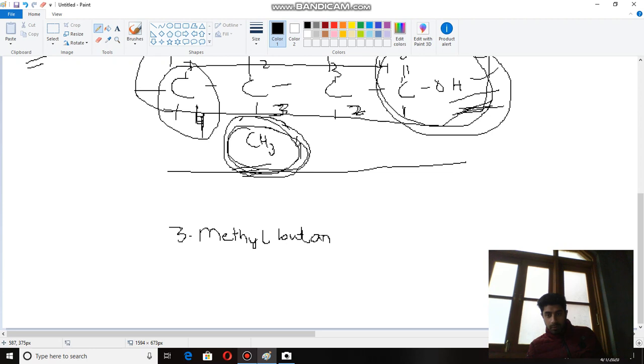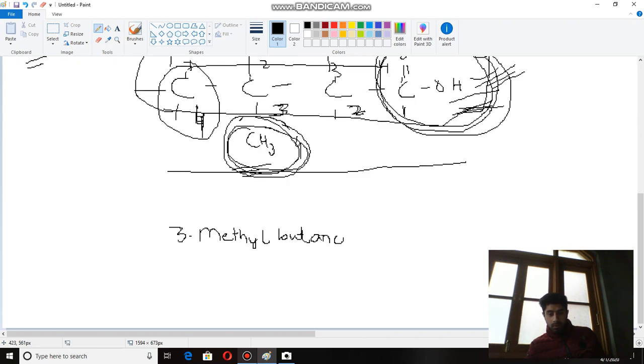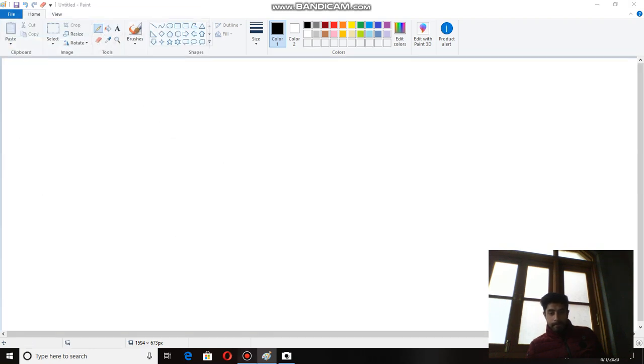Now comes the role of this secondary suffix. I hope you know this is a carboxylic acid group, and secondary suffix for this is oic acid. So it comes here: oic and acid. I hope you are getting this. So let's move to some new examples.